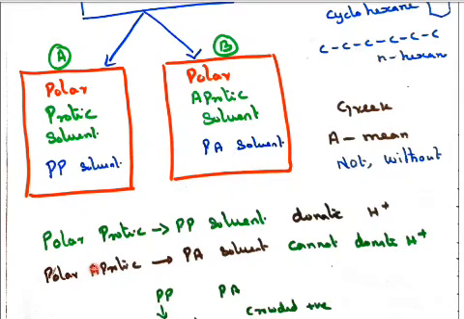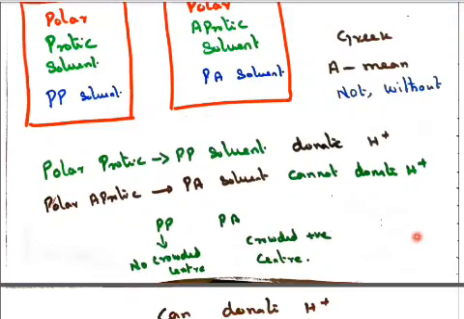For example, in the word atom, A means not, and tom means cut. So atoms cannot be cut; it is an indivisible particle. Like that, when A comes, it means not. So it cannot have H plus. Polar protic is donating the H plus. Polar aprotic means it cannot donate the H plus.